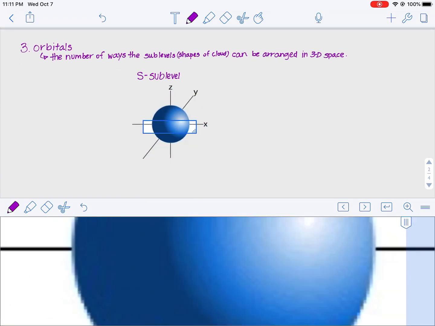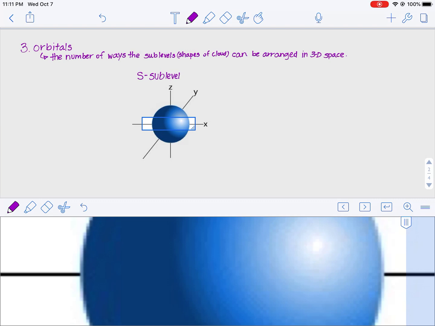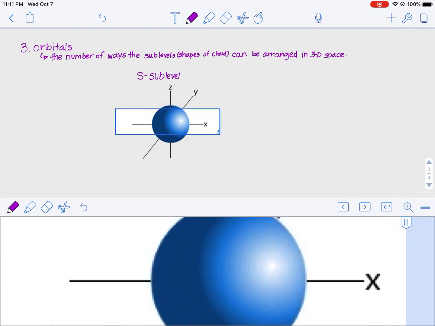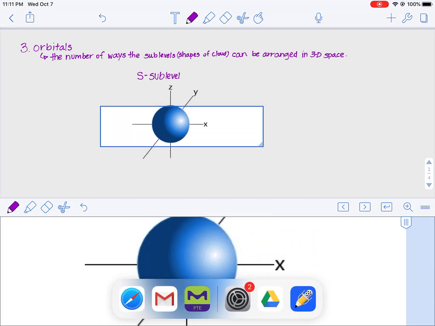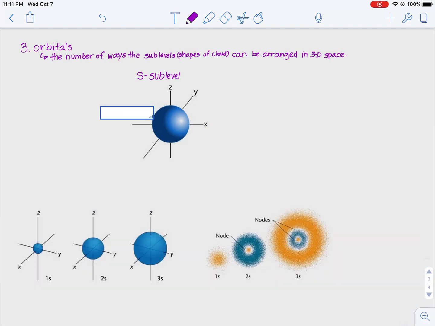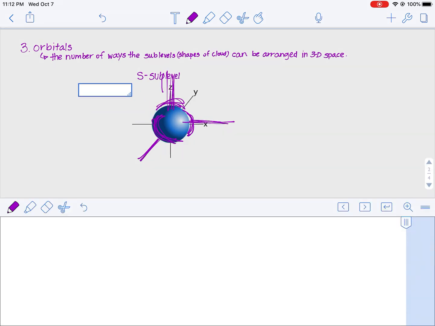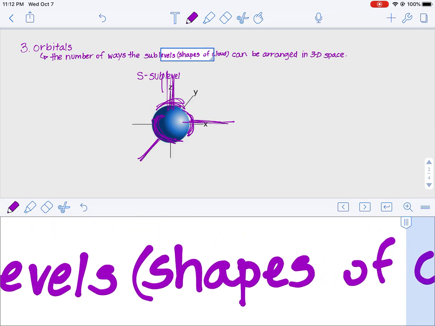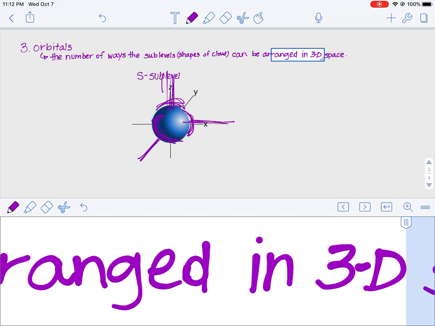As you look at this sphere shape, if I were to look at it along the y-axis, it would look like a bulge. If I were to look down on it from the z-axis, it would look like a bulge. If I were to look at it from the x-axis, it would look like a bulge. In other words, no matter what way I look at a sphere in 3-dimensional space, it's going to look identical along all of the axes. Therefore, there is only one way that the S sublevel can be arranged in 3-dimensional space.